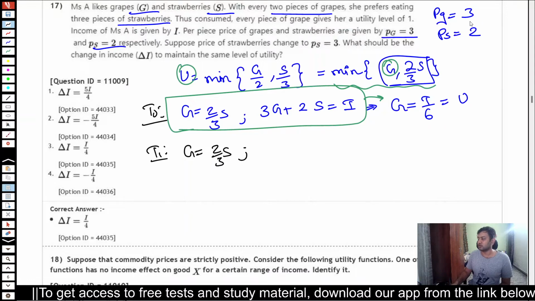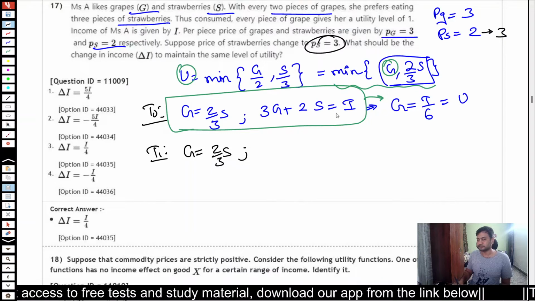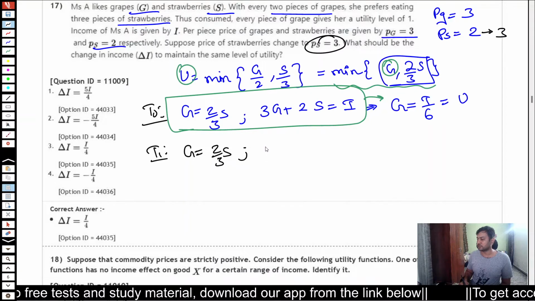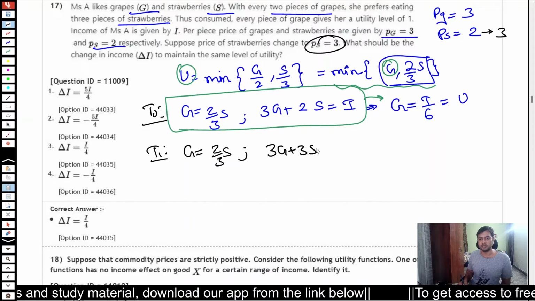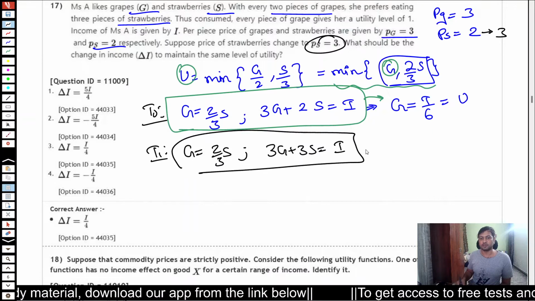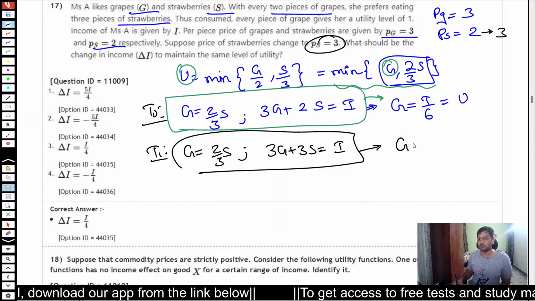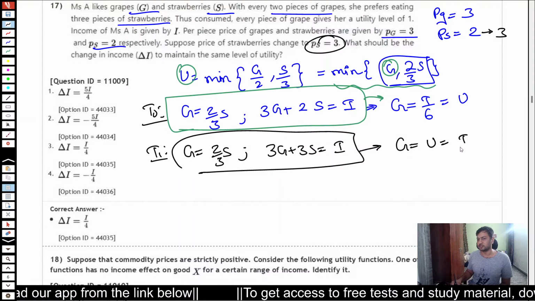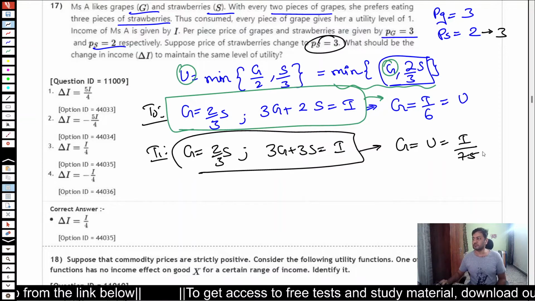Your price of strawberry has gone from 2 to 3, right? So what you now have is that your budget constraint is 3g plus 3s equals I. Now when you solve this system of equations, the amount of grapes, which happens to be equal to the amount of utility, becomes I upon 7.5. Okay, I by 7.5.